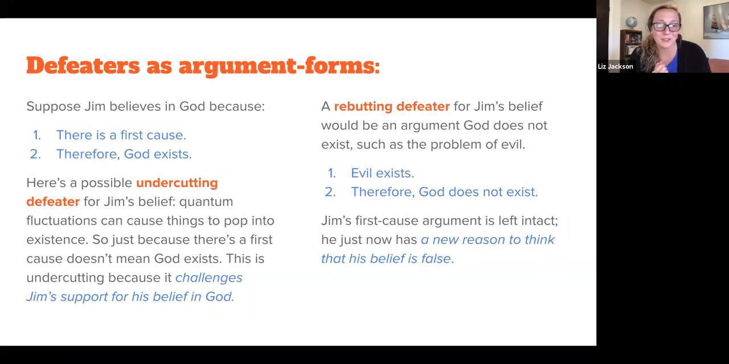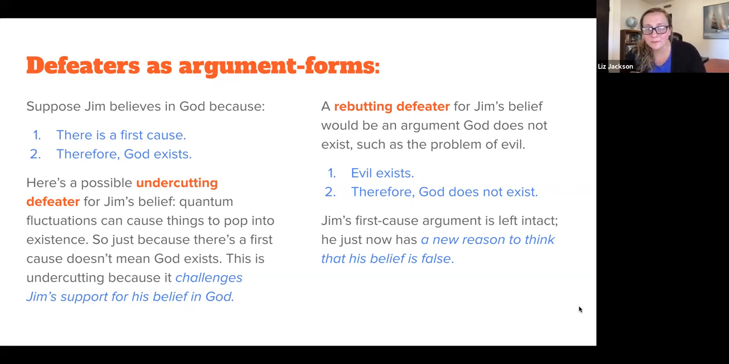Quantum fluctuations can cause things to pop into existence. So just because there's a first cause doesn't mean that God exists. Not saying this is a convincing reason to reject premise one, it's just an example. So this is an undercutting defeater because it challenges Jem's support for his belief in God. It's saying, look, your premise is not a good reason to believe that conclusion. So it's challenging the connection between the premises and the conclusion.